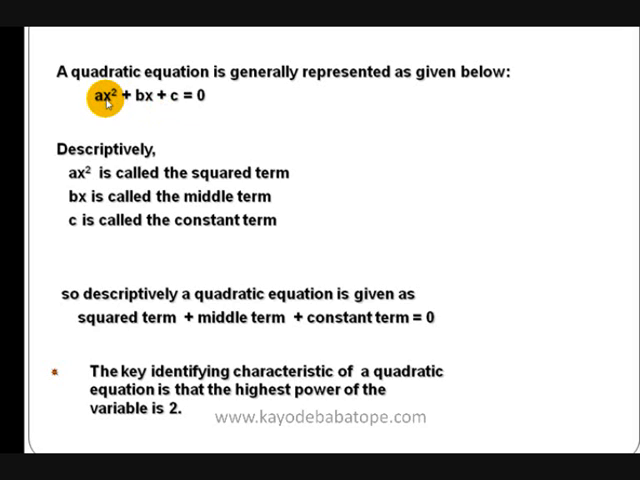And this equation is called the quadratic equation because the highest order of the variable, that is the highest order of x, is 2. That is why it is called a quadratic equation. That is, in a quadratic equation, the highest order of the variable is a squared term, that is 2.